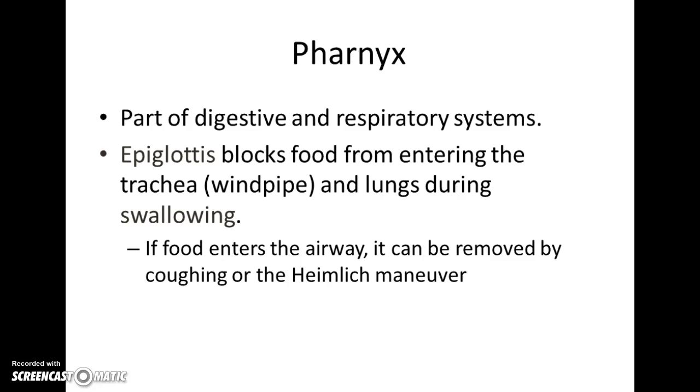So if you inhale your food rather than swallow your food, then you block that trachea and you choke, right? If we don't inhale our food and we swallow it instead, then we can make sure that the food goes down the right tube, which is going to be our esophagus versus our trachea. If food enters that airway, it can be removed by coughing or the Heimlich maneuver.